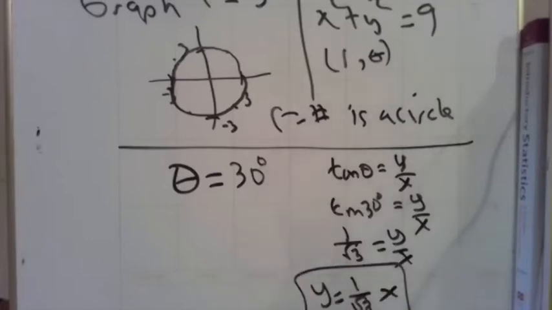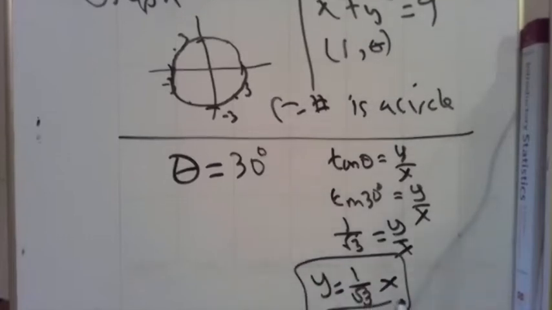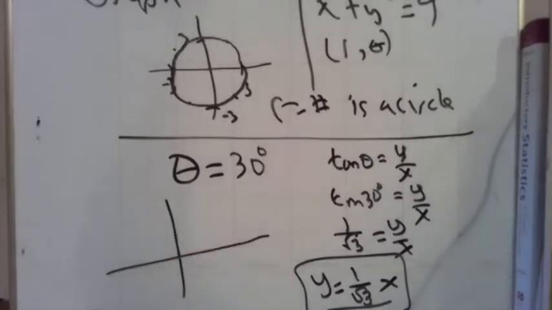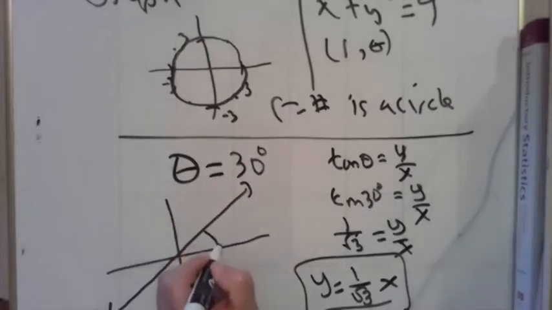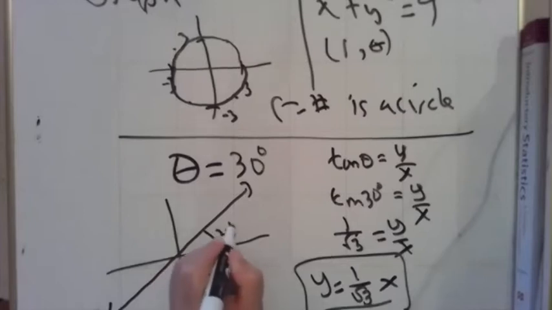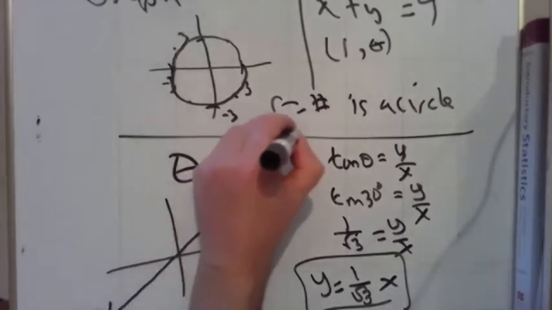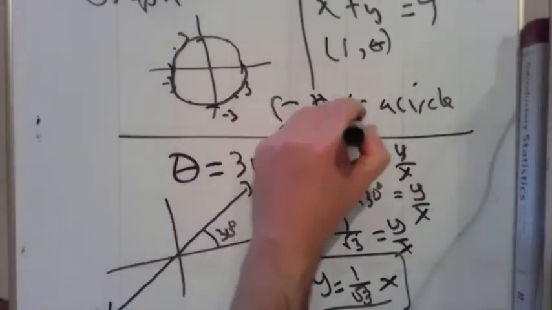So that's y equals 1 over root 3 times x. That's a line. That's y equals mx plus b. It's a line that passes through the origin. So theta equals a number is a line. I wonder what that angle right there is. It's 30 degrees. So theta equals a number is a line.